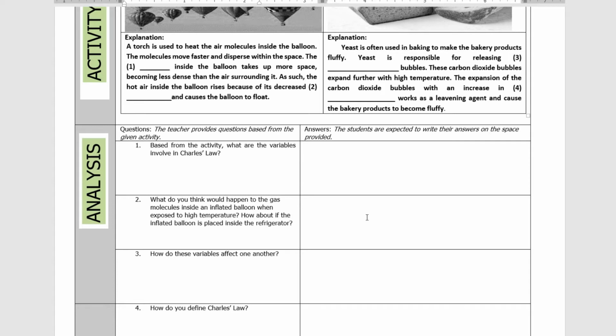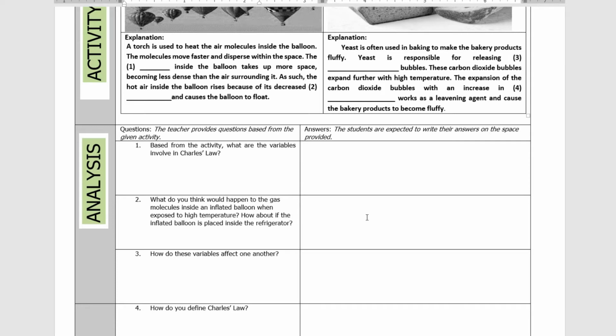In that particular activity, if you have time to do this at home, if you have a balloon, you may observe that it changes its size. So what do you think? Does the volume increase or decrease? So justify your answer.